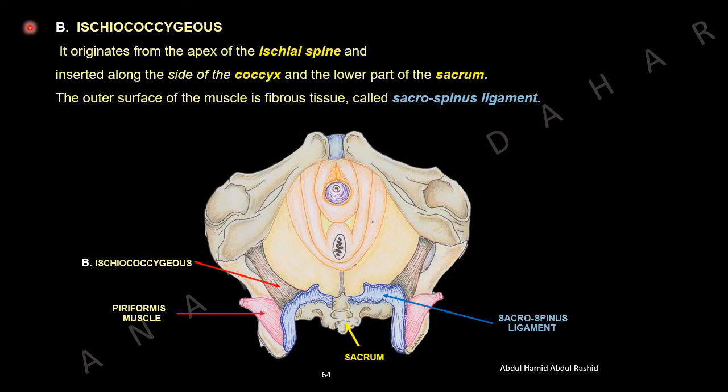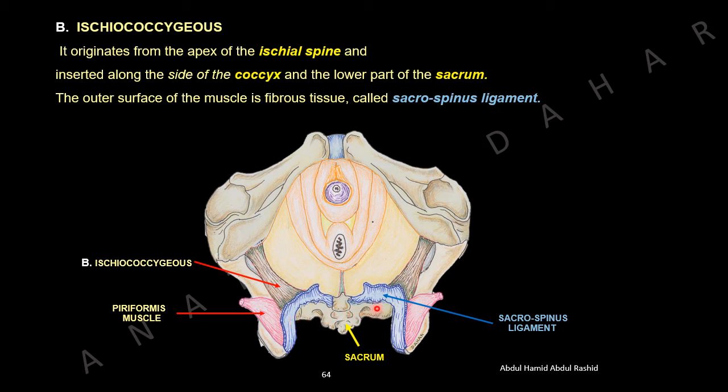B, ischiococcygeus, also known as coccygeus. This is the one. It originates from the apex of the ischial spine and is inserted along the side of the coccyx and the lower part of the sacrum. This originates in front at the spine and is inserted at the back to the side of the coccyx and the sacrum.